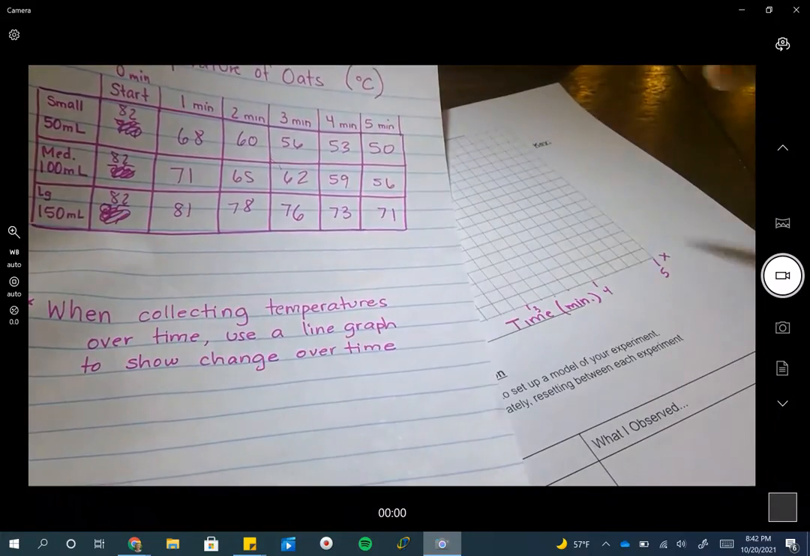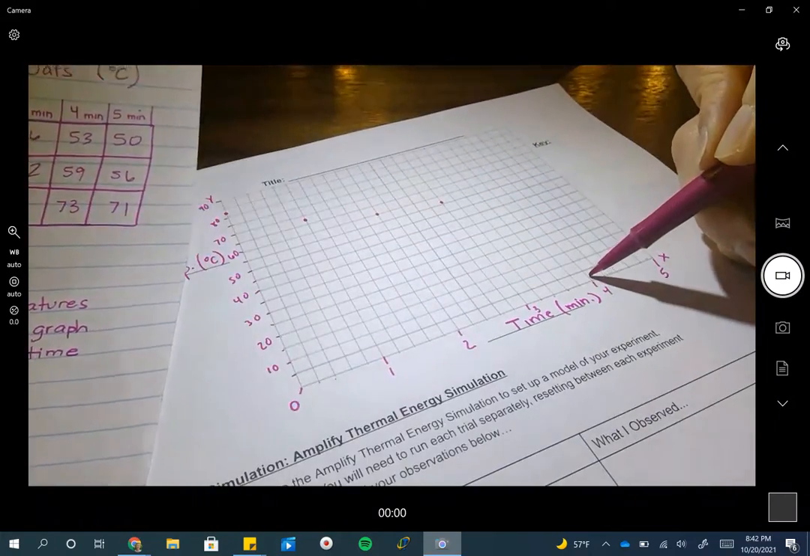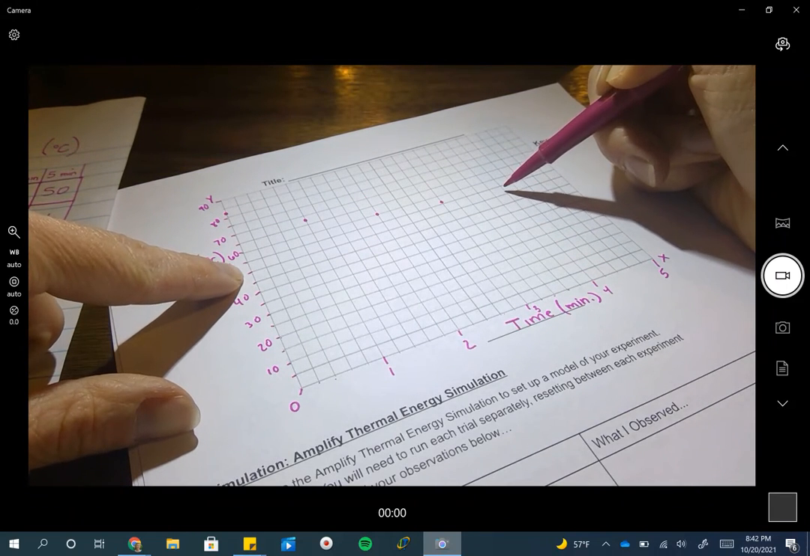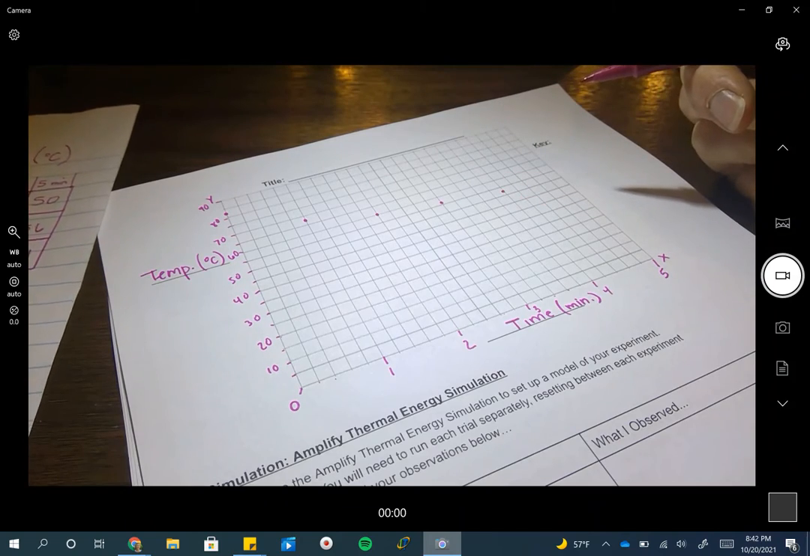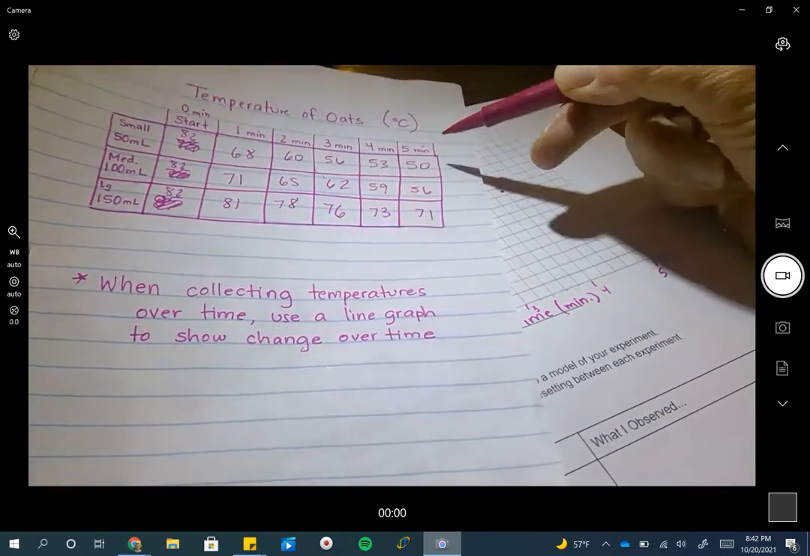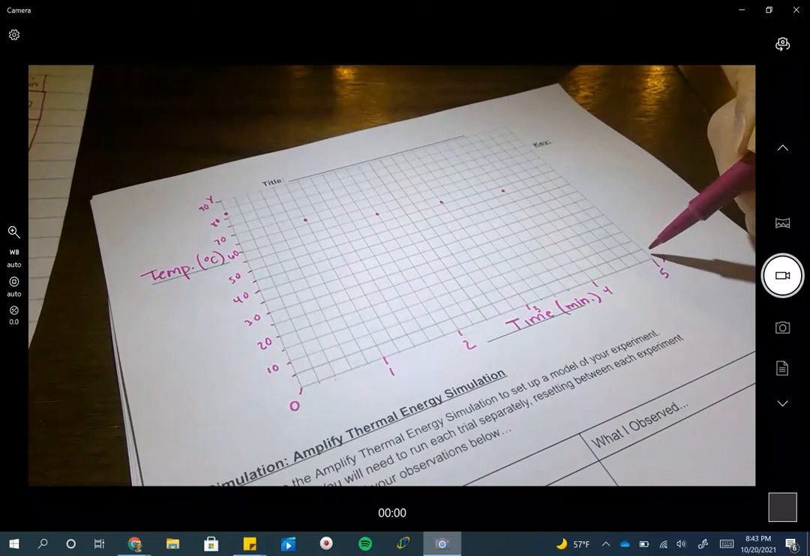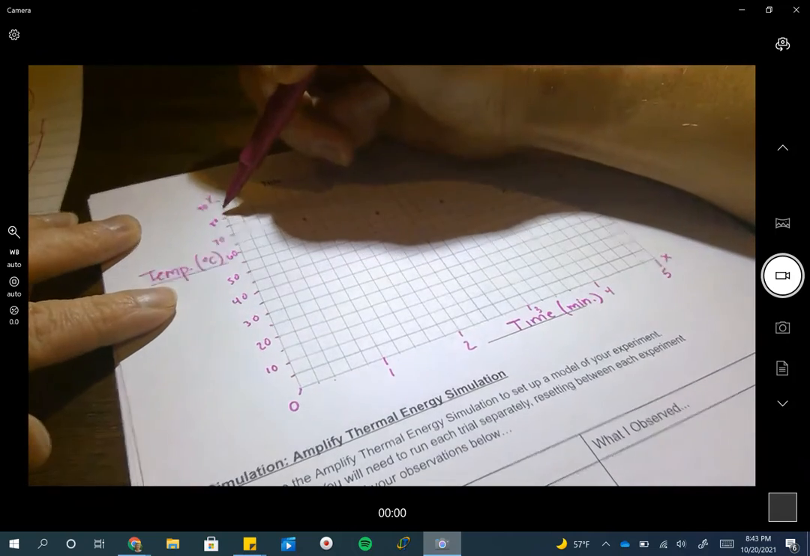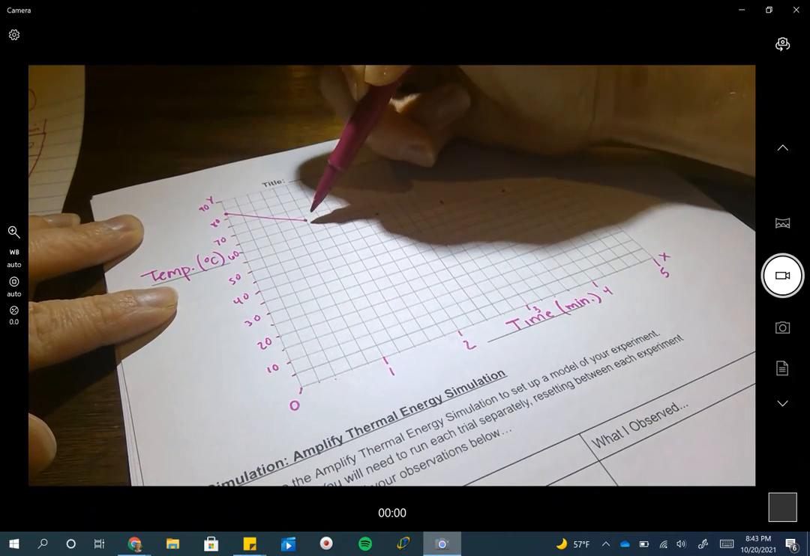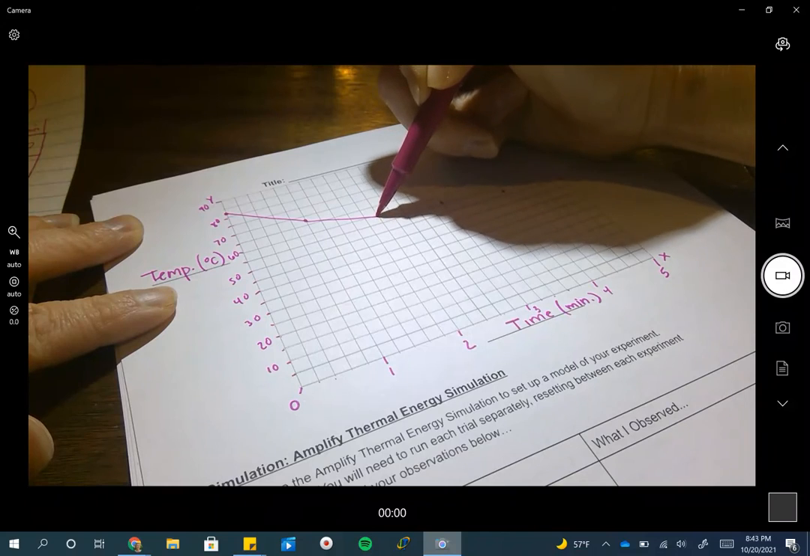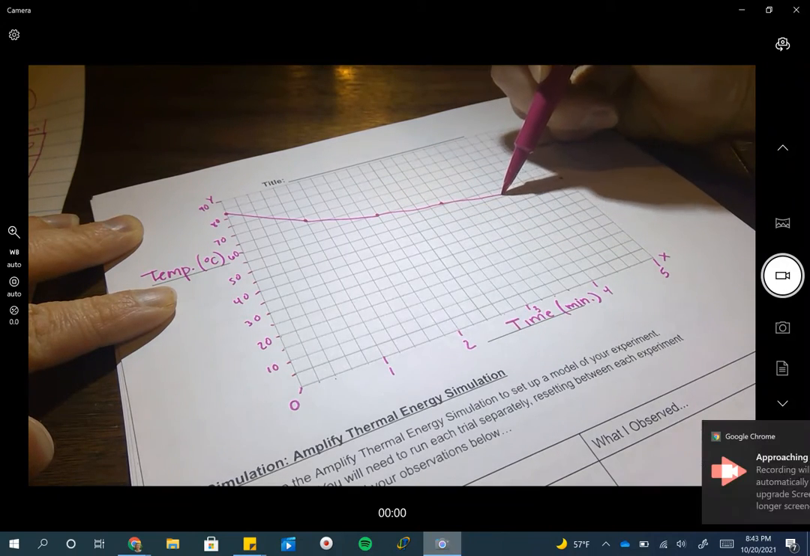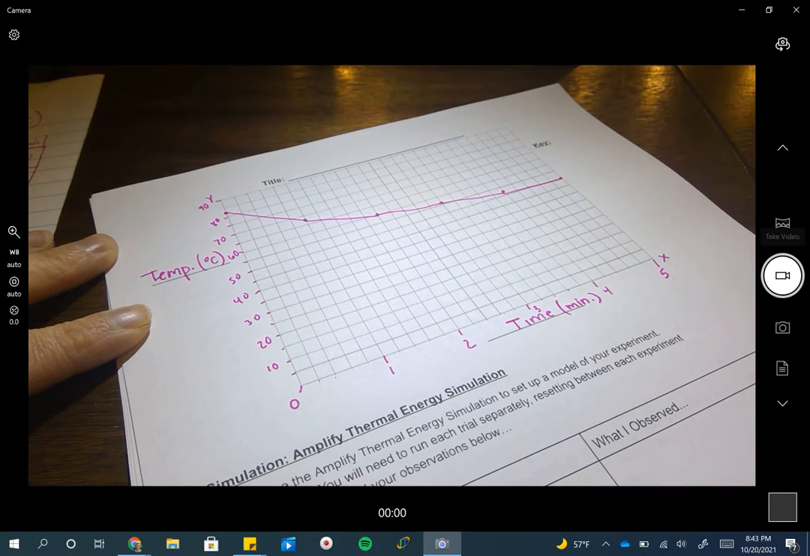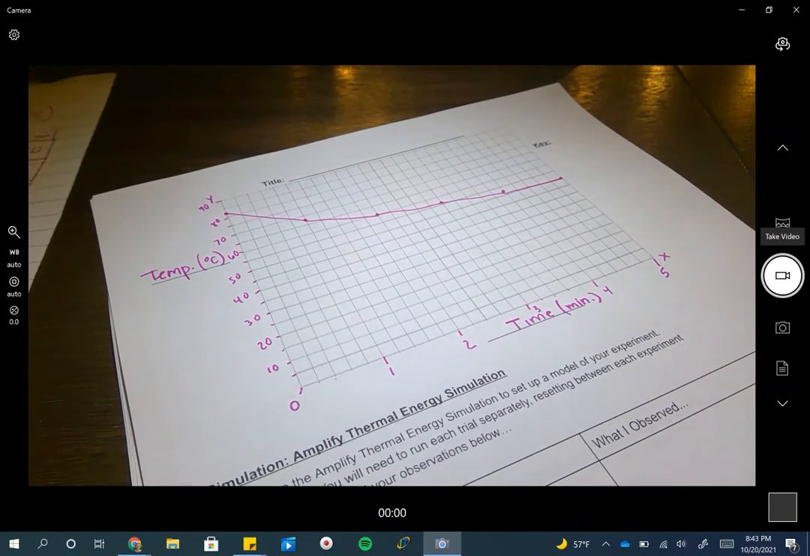At 4 minutes, my temperature was 53. So from 4, I go up, put a dot at 53. And then at 5 minutes, my temperature was 50, which is right there. And now what I'm going to do is draw lines to connect those points. This is where a ruler can be helpful, for sure. And so now that's my small line.